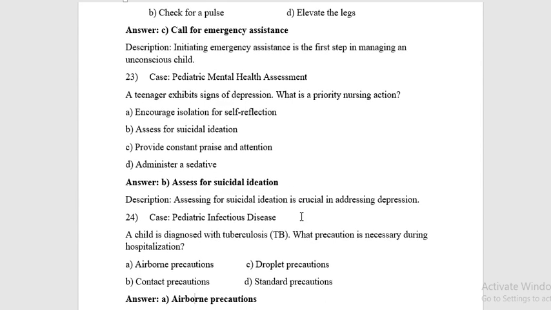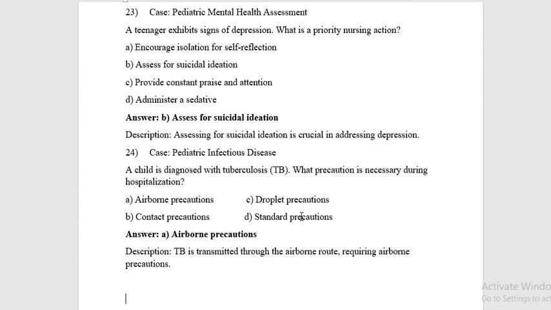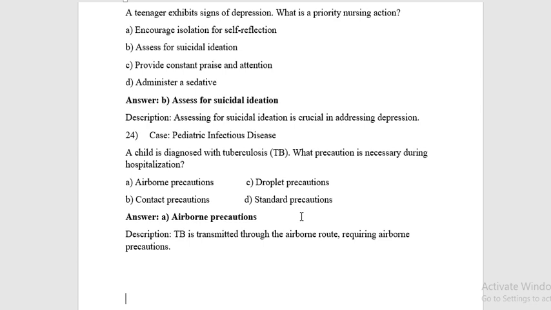Question 24. It's also a case of pediatric infectious disease. A child is diagnosed with tuberculosis, or TB. What precaution is necessary during hospitalization? A. Airborne precautions. B. Contact precautions. C. Droplet precautions. D. Standard precautions.